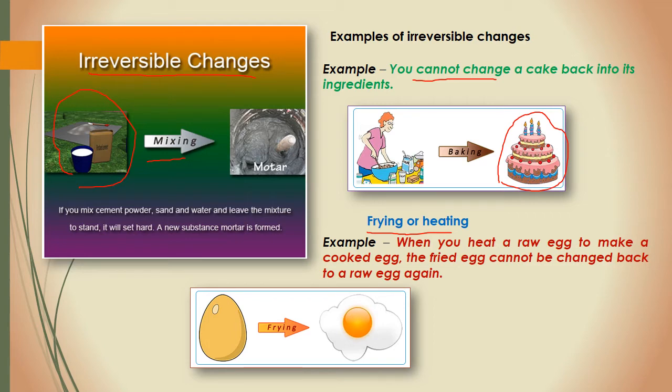Just like when you have cement powder and water, and you mix them very well and leave the mixture to stand, it will set hard and a new substance is formed. When we mix three different substances together, they give you a new substance. The formation of a new substance takes place in the form of mortar, and that substance will not regain its original shape. That's why these kinds of changes are said to be irreversible changes.